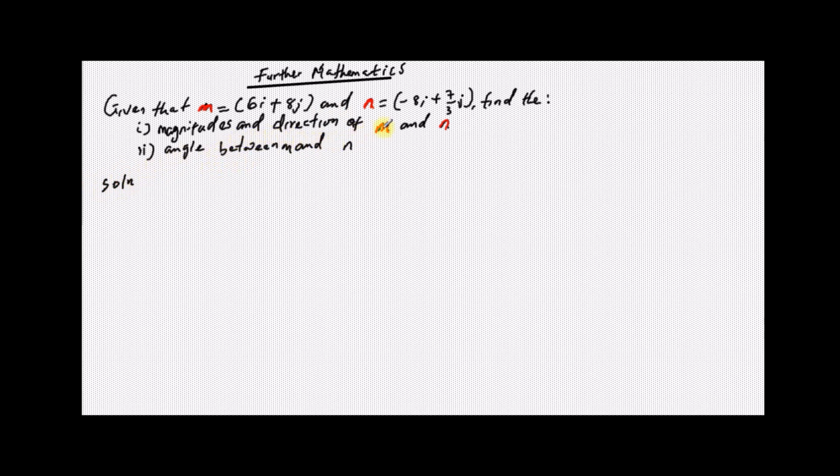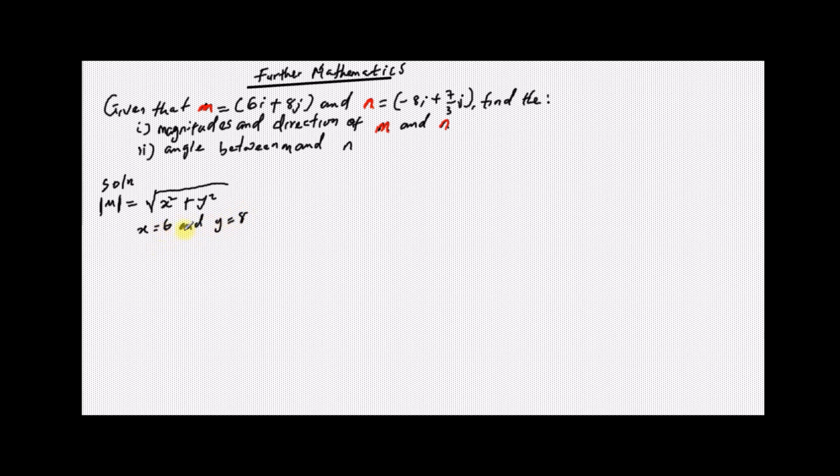To find the magnitude of m, we let the magnitude of m be in this form, straight line m straight line, equals the square root of x square plus y square. So this is the formula for magnitude, where x is the coefficient of i and y is the coefficient of j. So in this case, our x equals 6 and y equals 8.